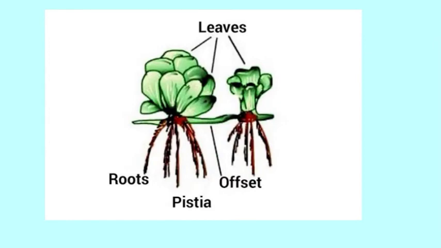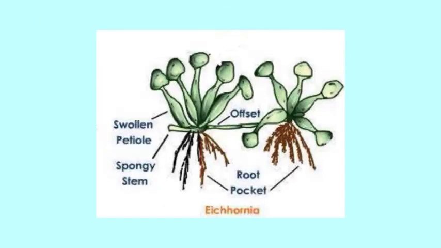In Pistia, the nodal regions contain balancing roots on the lower surface, rosette leaves on the upper surface, and balancing roots with root pockets. In Eichhornia also, the nodal regions contain balancing roots on the lower surface and leaves on the upper surface. Whenever these offsets separate from the original or source or mother plant, they can survive as new individual plants, which is called vegetative propagation or vegetative reproduction.